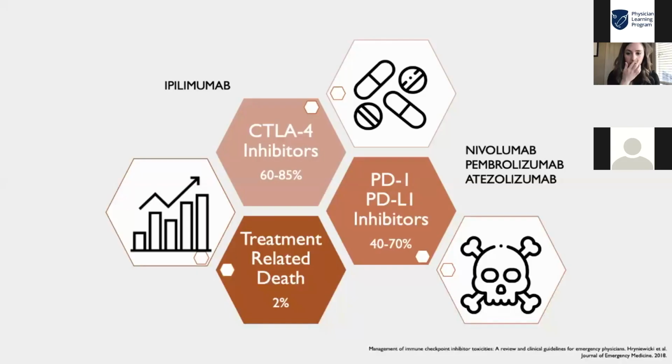The incidence of immune-related adverse events ranges from 60 to 85% with CTLA-4 inhibitors, and about 40 to 70% of patients taking PD-1 and PD-L1 inhibitors. Combination therapy has a significantly higher risk of high-grade adverse events when compared to monotherapy, and treatment-related death is reported up to 2%.